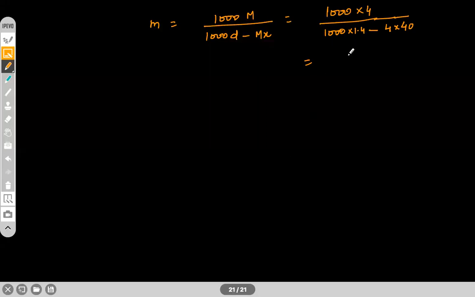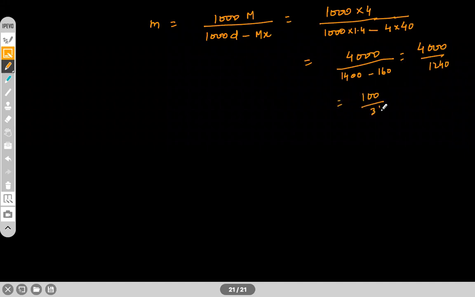So it is 4000 divided by 1400 minus 160. That will be 4000 divided by 1240. Answer is 100 by 31, that is 3.2 molal solution.